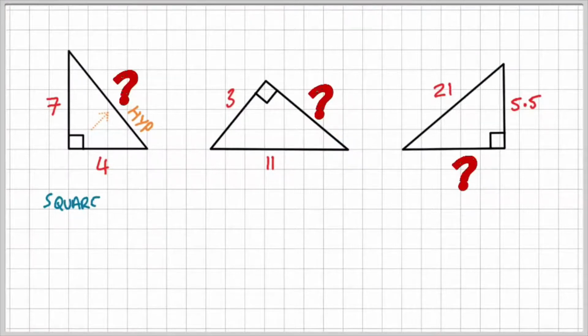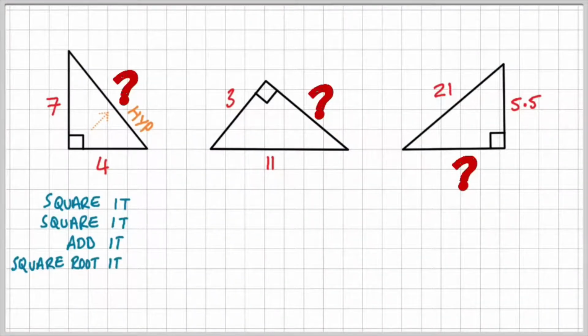Okay, so for the first one, you notice that you're trying to work out the hypotenuse, so you need to square it, add it, square root it. Now if we go through that motion, you got 7 squared plus 4 squared, which is the square root of 65. And in this case, you get an answer of 8.1.